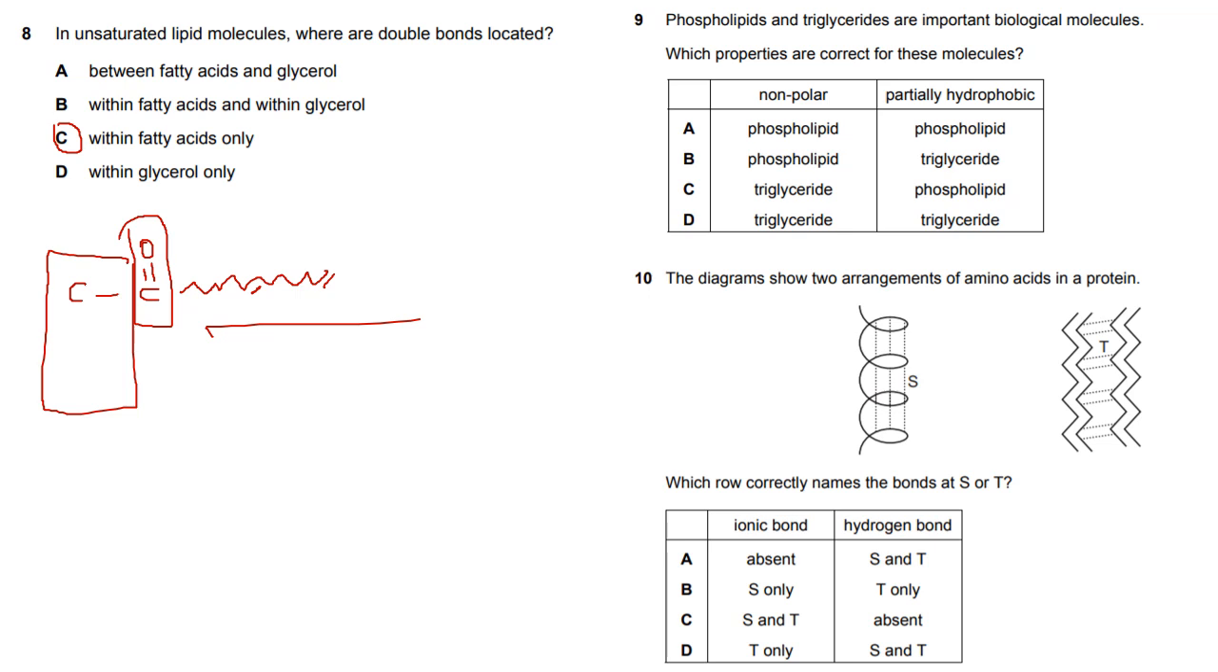Okay, let's look at number 9. Number 9 says here, phospholipids and triglycerides are important biological molecules.